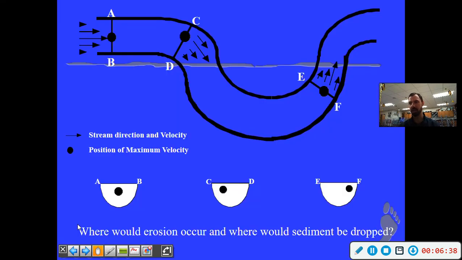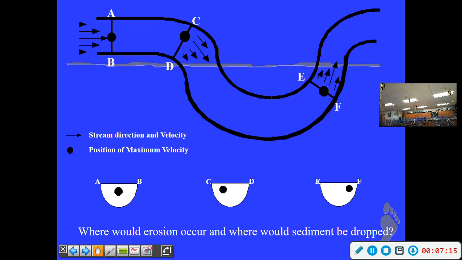So here's a picture to put that together. Cross-section AB. This is a straightaway, so the greatest velocity is in the center. That's where your erosion is going to happen. On the sides, it's slower, so that's where your deposition is going to happen. So what happens on this, and I'm going to go draw it on the smartboard. You're going to get a shape, a cross-section profile down below. You're going to see what the bottom looks like because of this.